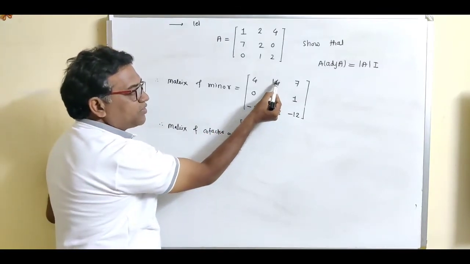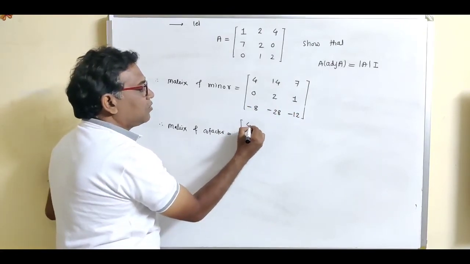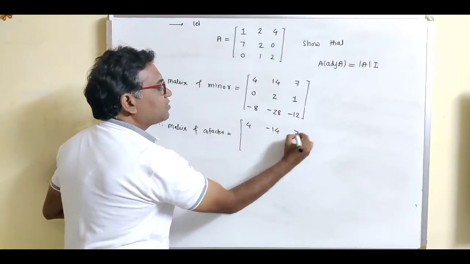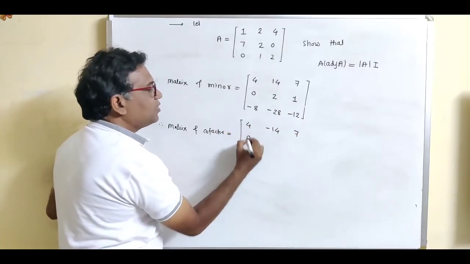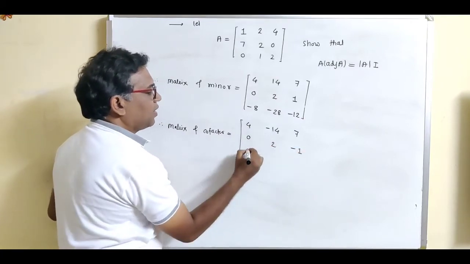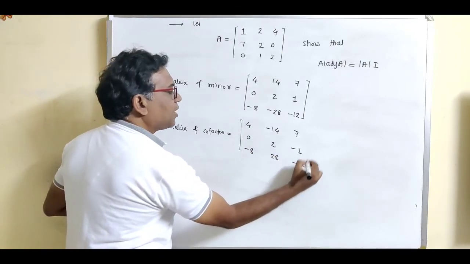Matrix of cofactor means just change the sign of these four elements. So this number as it is, change the sign means minus 14. This number as it is, change the sign means 0. This number as it is, change the sign means -1. As it is, change the sign means it is 28, and this number as it is.